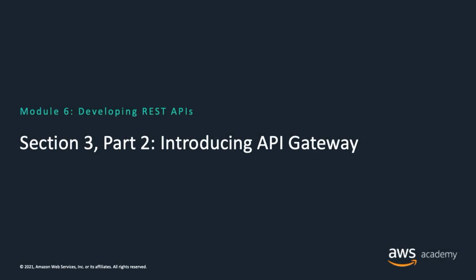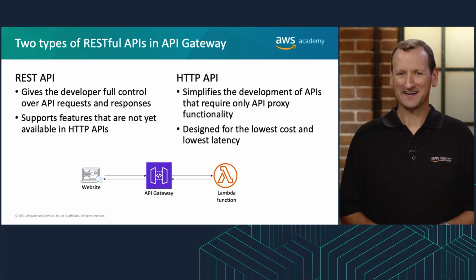Section 3, Part 2, Introducing API Gateway. We'll first look at using RESTful APIs in Amazon API Gateway. When you create a REST API in API Gateway, you enter Advanced mode.